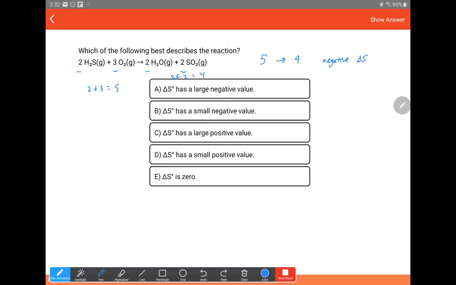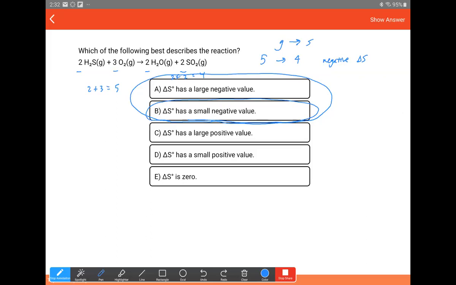And so that leaves us with one of these two values here. Now our next question, is it large or is it small? Well, going from 5 to 4 and that it's staying with a gas, I would say it's a small negative value. If we went from a gas to a solid, that would probably be a large negative value because that is a big change in entropy. Here we just went from gas to gas and we went from 5 to 4, so just a slight change. So I would pick small negative value.